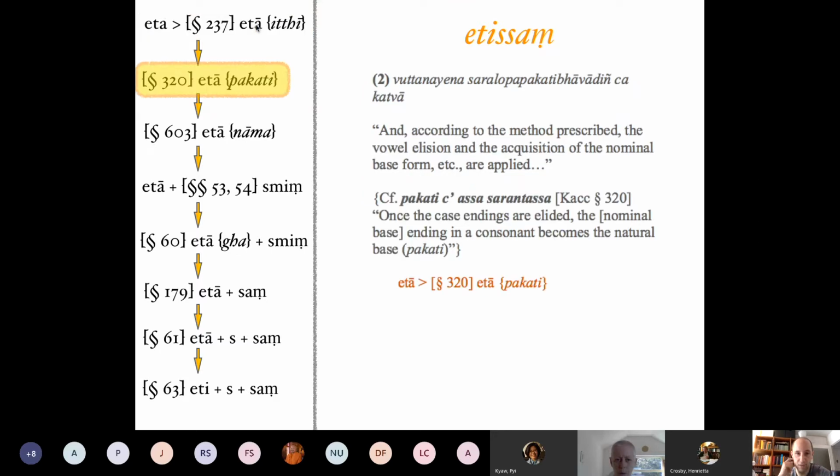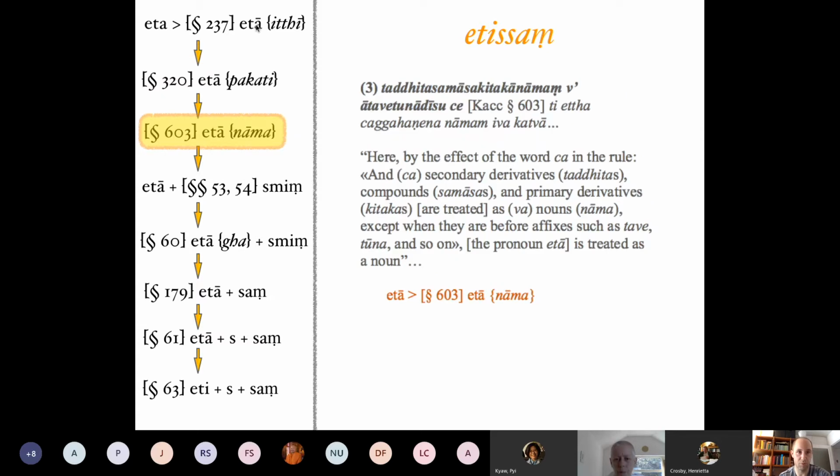The next step is, according to Kaccāyana 320, we consider this form eta as pakati. That means as a natural base to which the case endings can be added. So without this, we don't know whether this is a base that can be used for adding vibhaktis or case endings, but by applying 320, we are preparing the form even more so that it will be eligible for the taking of vibhaktis.